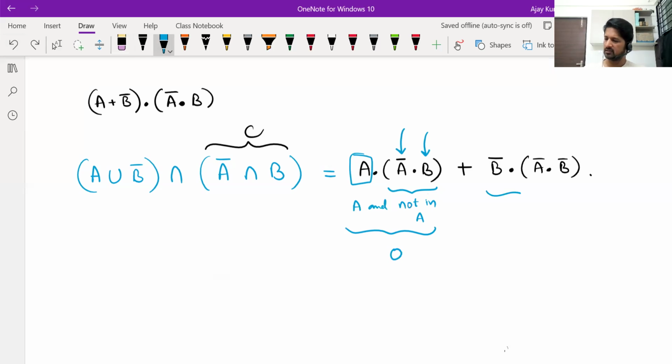Similarly, the second bracket, if you check now, A bar dot B bar means not in A and not in B. Or you can split this. No, A bar dot B bar is basically A plus B whole bar. Let's not split. Let's take it like this only. A bar dot B bar. So not in A and also not in B. And then you have to take B bar and that.